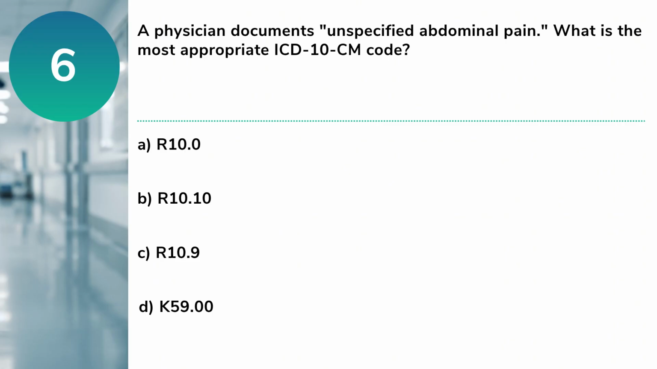Question 6. A physician documents unspecified abdominal pain. What is the most appropriate ICD-10-CM code? A. R10.0. B. R10.10. C. R10.9. D.